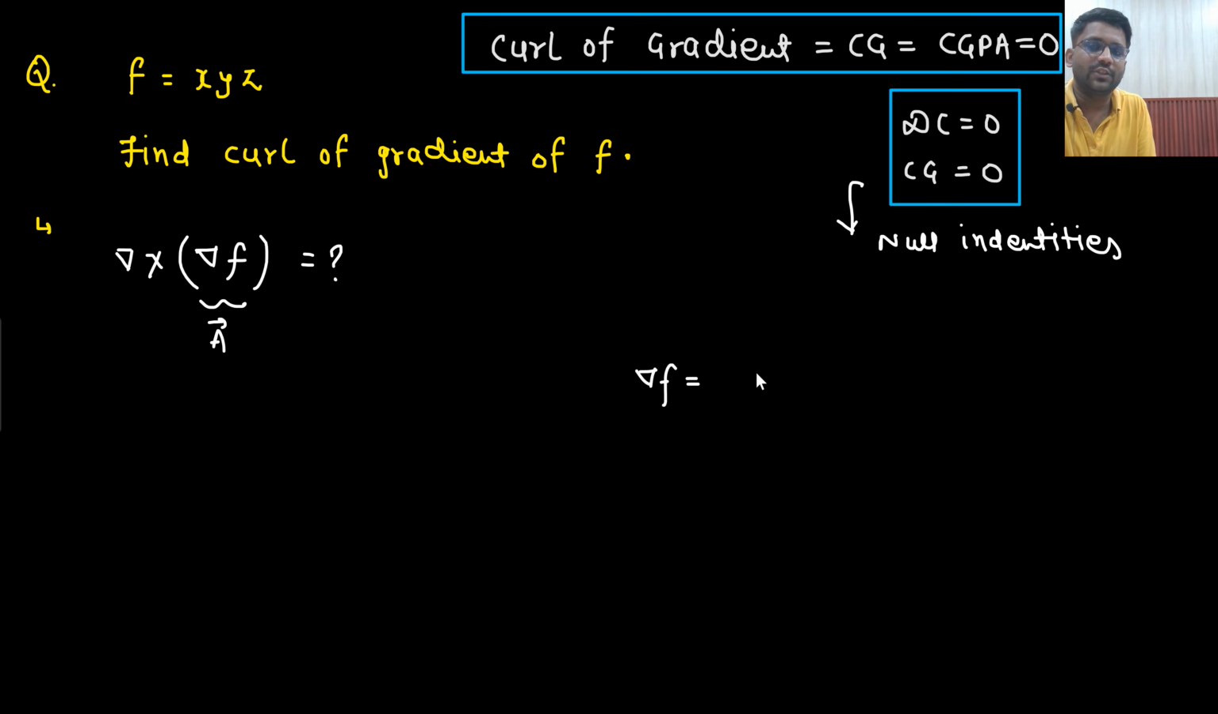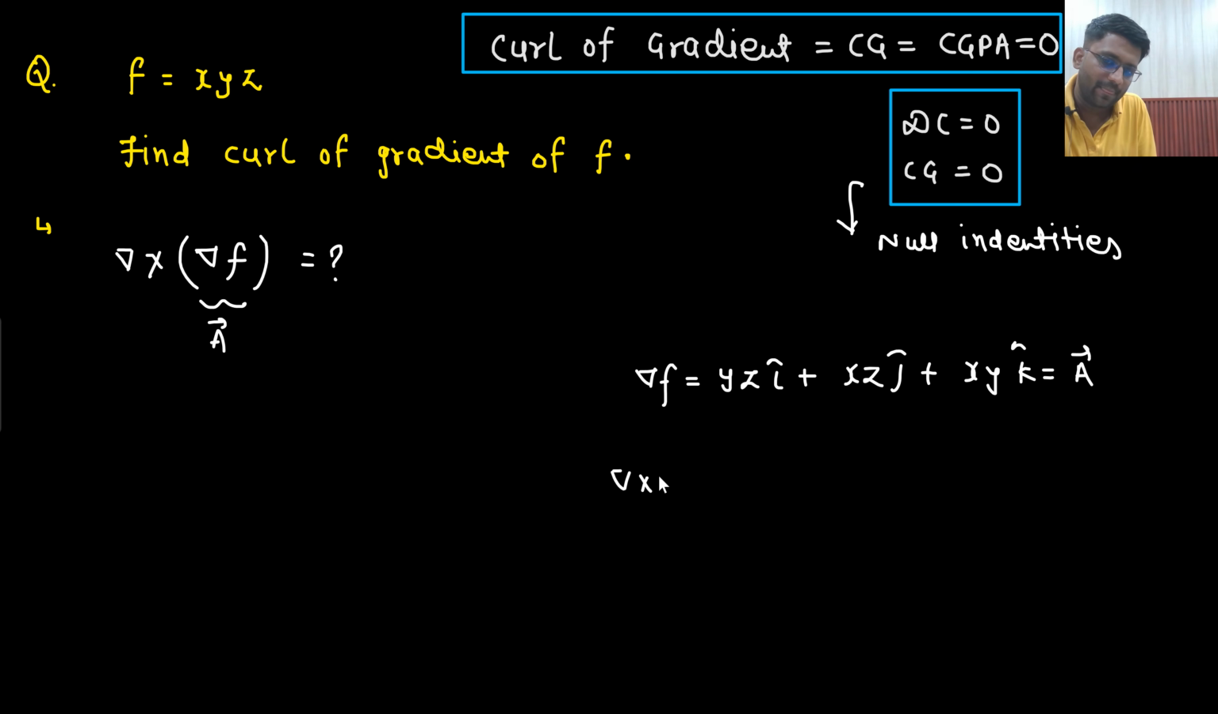Partial differentiation of this function with respect to x will be yz i cap. Partial differentiation with respect to y will be xz j cap. Partial differentiation with respect to z will be xy k cap. So this is my vector A. I am supposed to calculate del cross A.